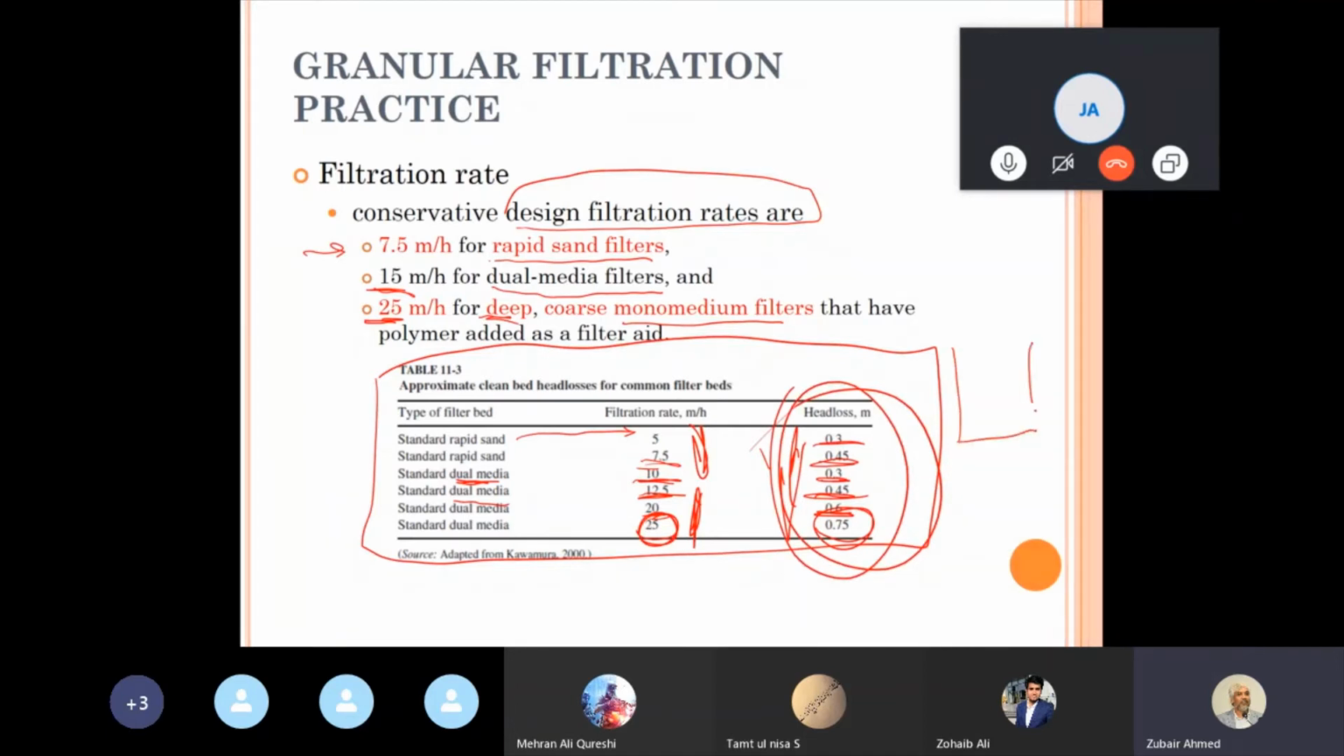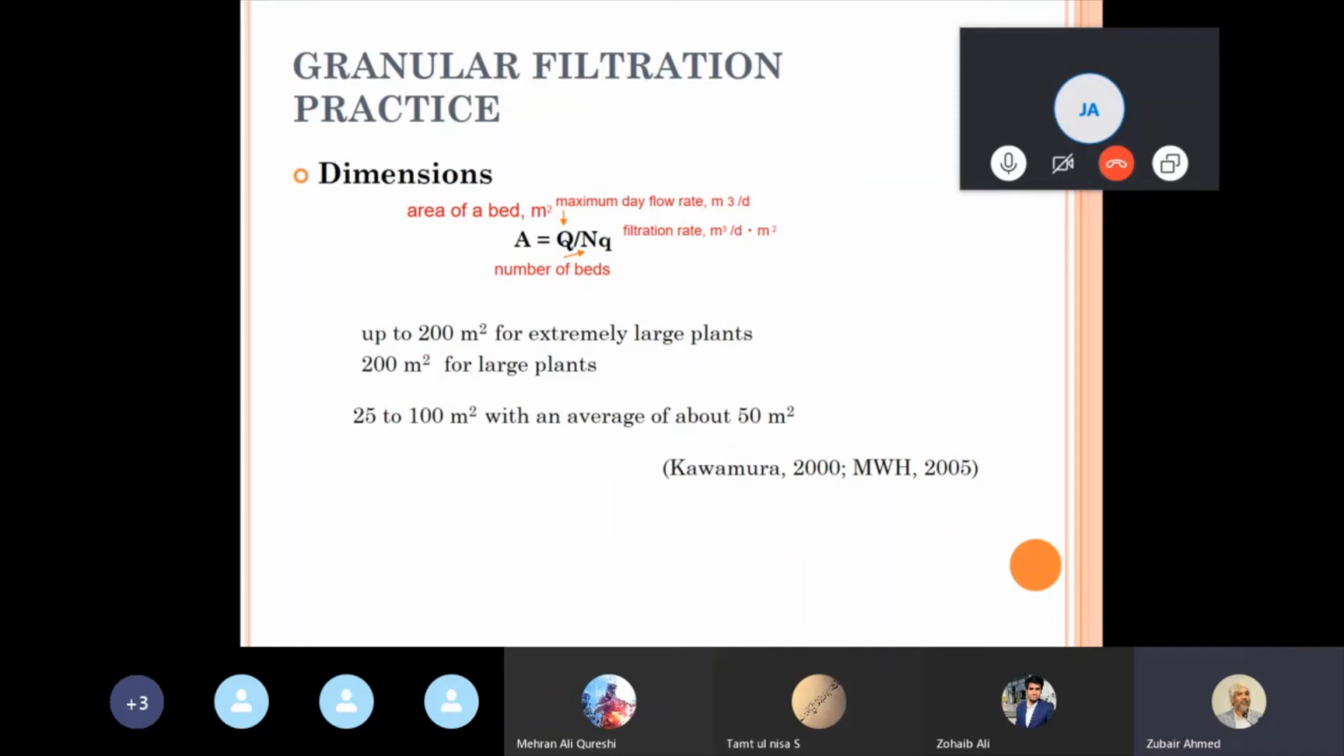It means that if this is the water depth and this is the media, we can manage this much in our structure because the water level will increase. So if we can manage this much head loss, we can apply this filtration rate. And to calculate the area of the bed, we use this equation. The area of the bed is equal to the maximum daily flow rate divided by the number of filters multiplied by Q. The Q is the filtration rate.